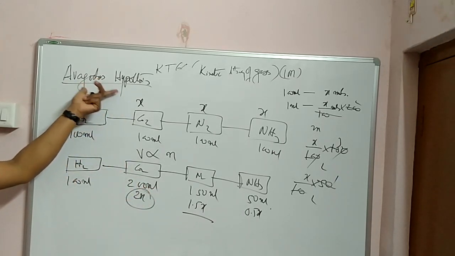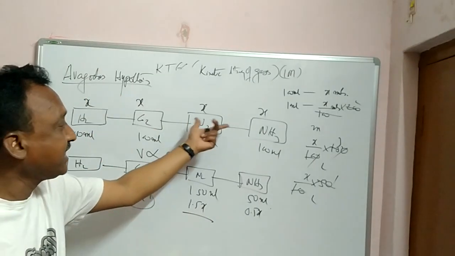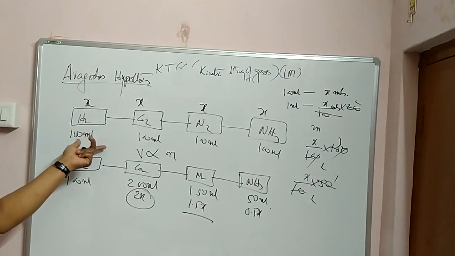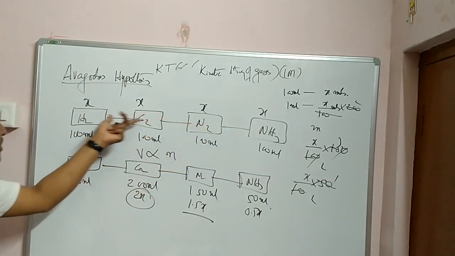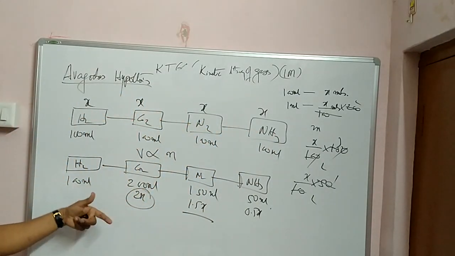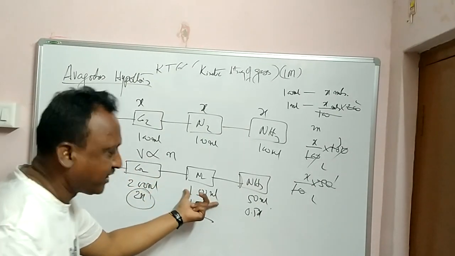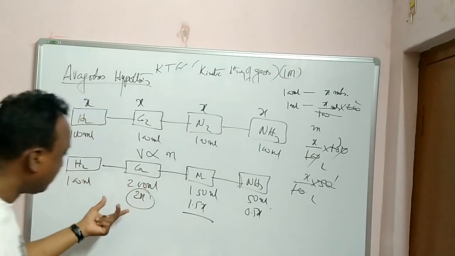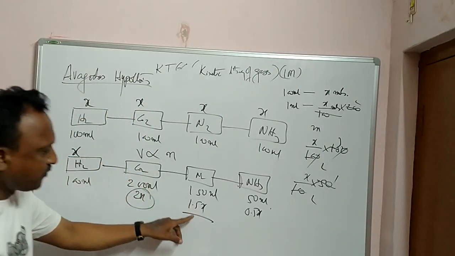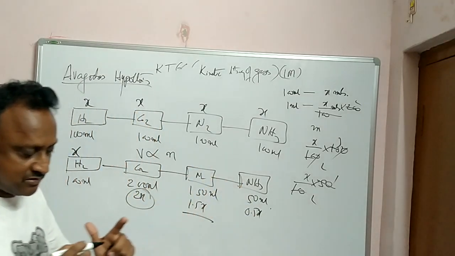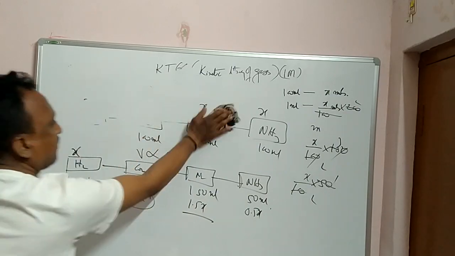According to Avogadro's hypothesis, equal volumes of all gases under the same temperature and pressure contain the same number of molecules. Initially I took 100 ml each of NH3, N2, CO2 and H2. But here I changed the volumes: CO2 is 200 ml, H2 is 100 ml, N2 is 150 ml and NH3 is 50 ml. So the moles also change: X moles, 2X moles, 1.5X moles, 0.5X moles. This is how you can explain Avogadro's hypothesis or law.